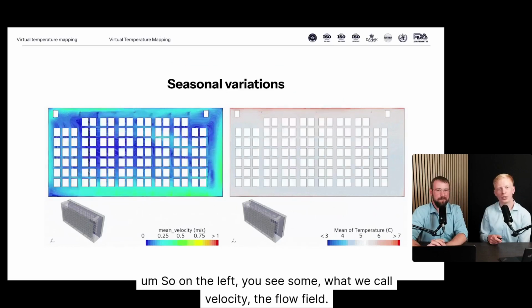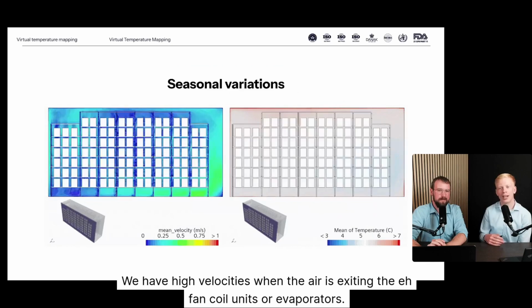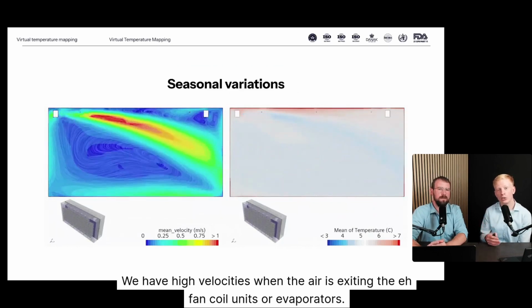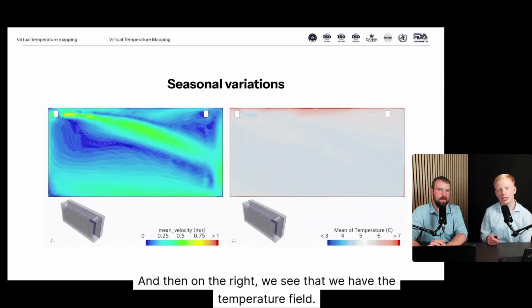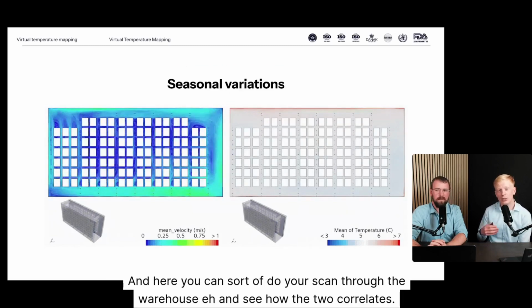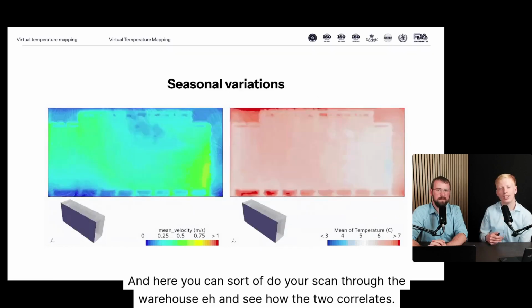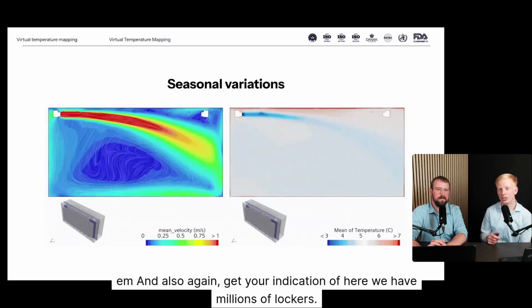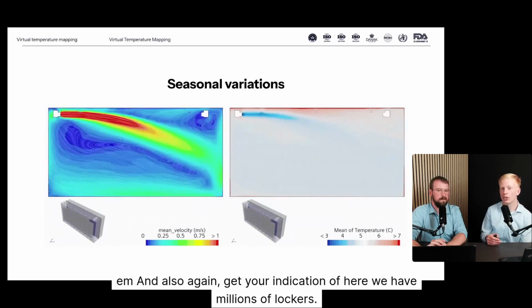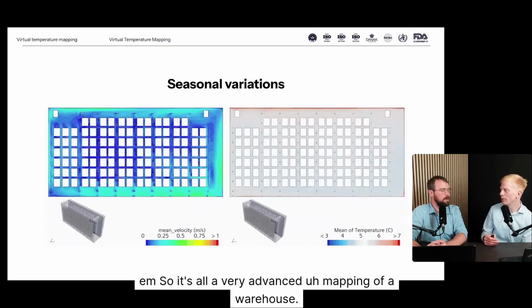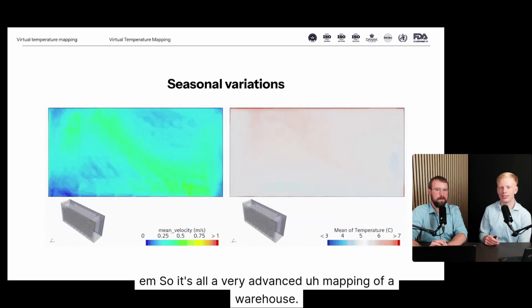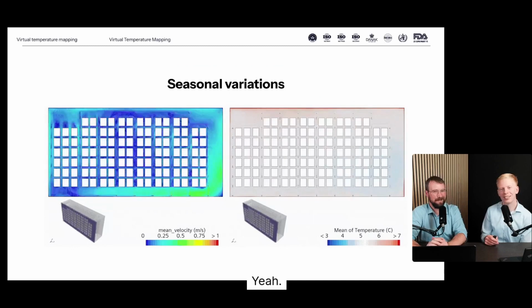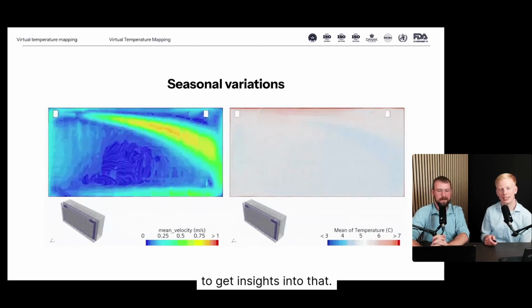So on the left, you see what we call velocity, the flow field. We have high velocities when the air is exiting the fan coil units or evaporators. And on the right, we see the temperature field. Here you can do your scan through the warehouse and see how the two correlate. And again, get your indication of where we have millions of loggers. What does each of them show? So it's a very advanced mapping of a warehouse, to get insights into that.